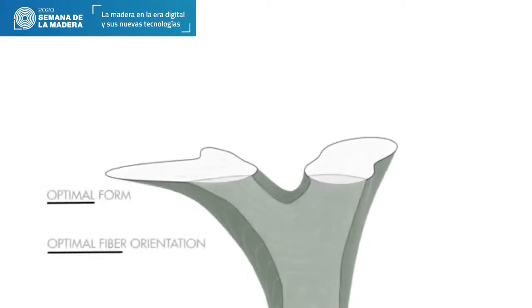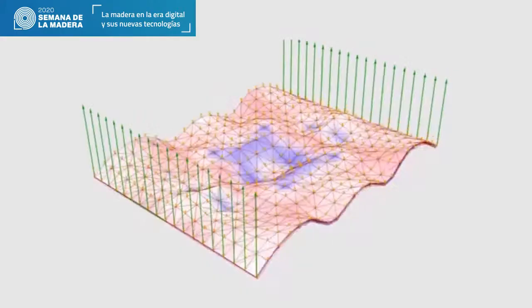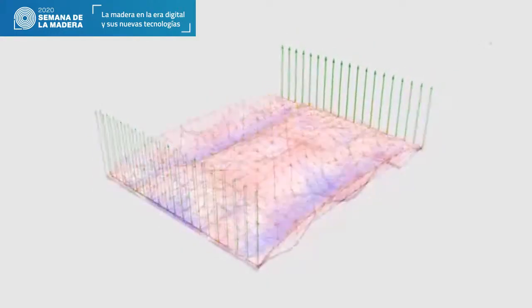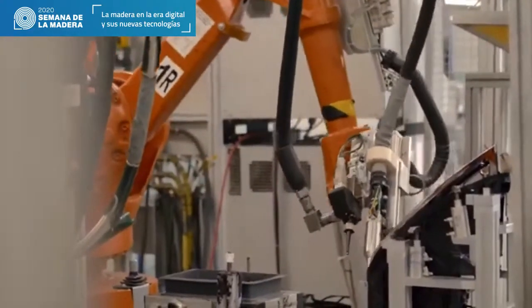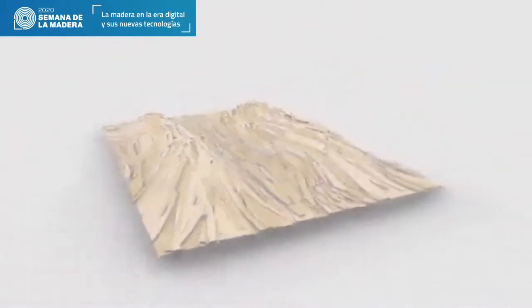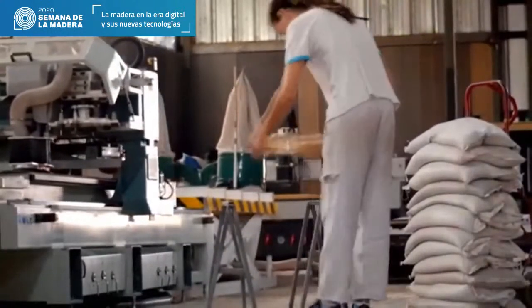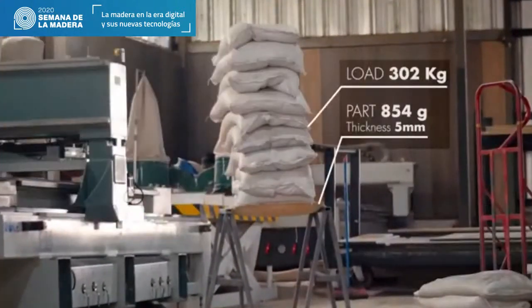By emulating tree structural efficiency, we created Woodflow, a technology that combines the latest optimization tools with a novel additive manufacturing process to produce sustainable timber-based composite structures capable of matching the performance of aluminum or reinforced plastics. Woodflow is sustainable. Woodflow is lightweight and strong.